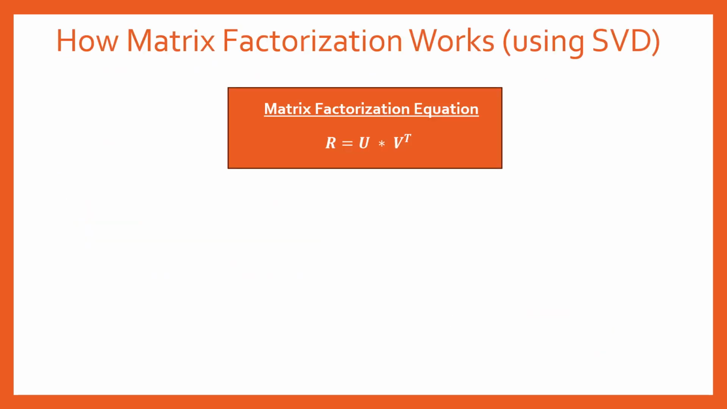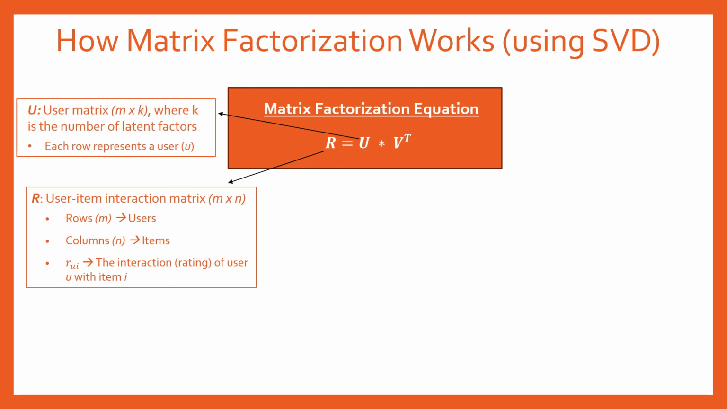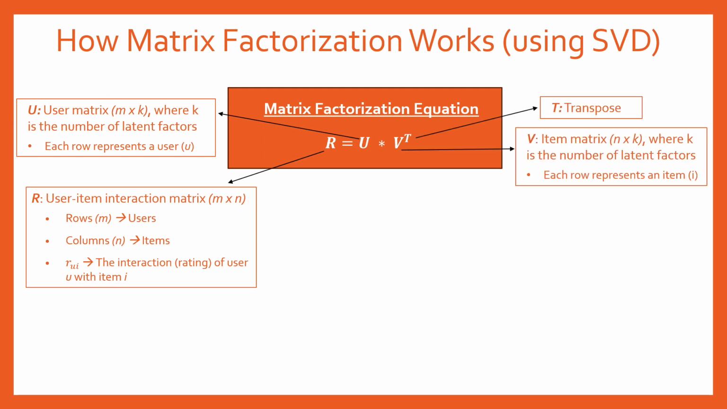Now we break down the equation for matrix factorization using SVD, shown here. R is a user item interaction matrix with M rows or users and N columns or items. RUI is not shown here, but it is the interaction or rating of user U with item I. U is a user matrix with M by K dimensions, where K is the number of latent factors, and each row represents a user U. Then we take the transpose of V, which is an item matrix with N by K dimensions, but each row represents an item I.